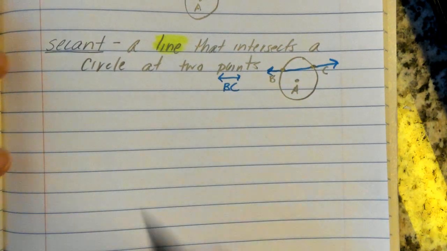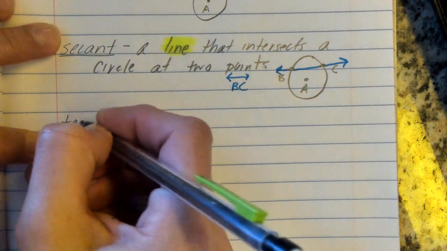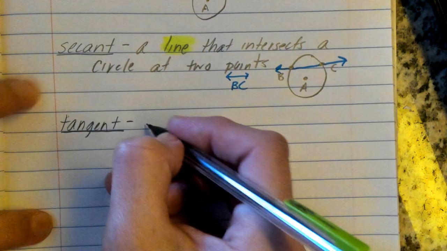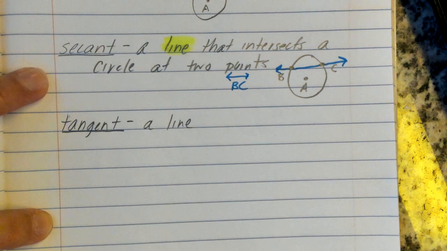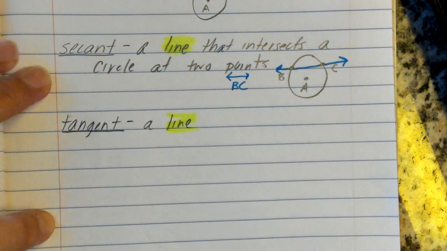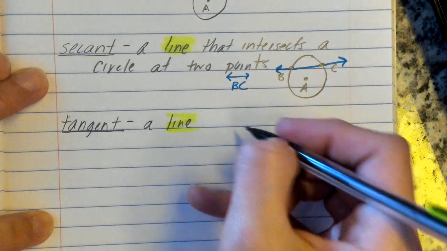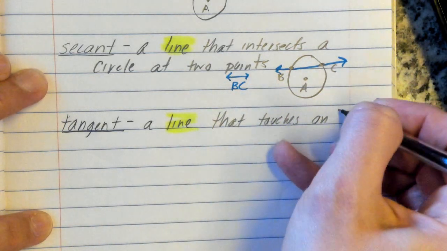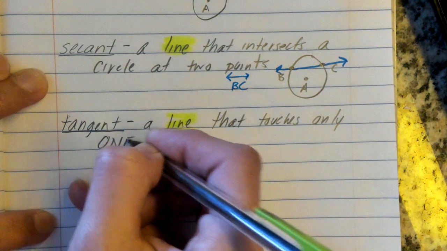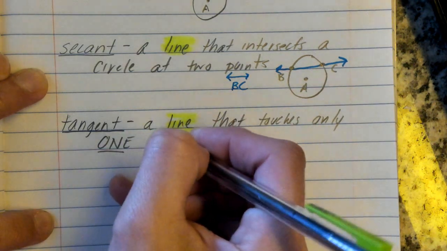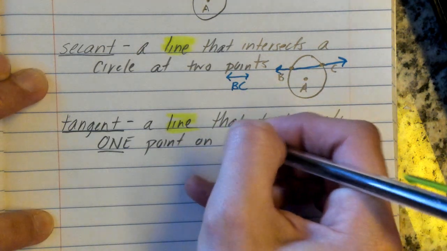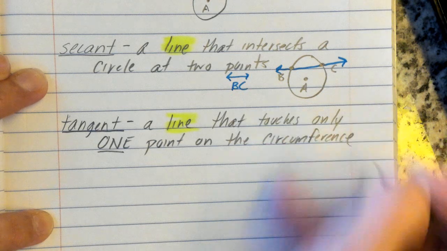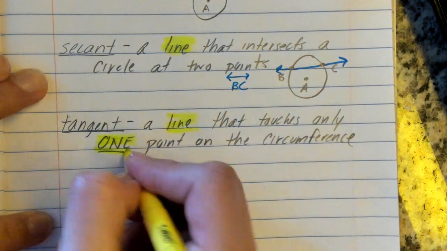The next word is tangent. Your tangent is going to be a line again, so making sure that we're understanding this is a line. Highlight that, please. It's a line that touches only one point on the circumference. I want you guys to make sure that you highlight that one as well.